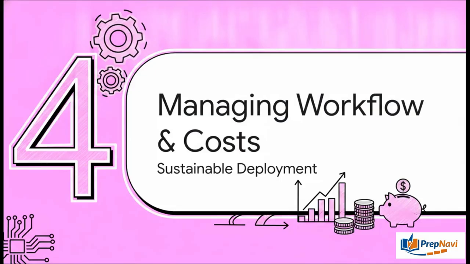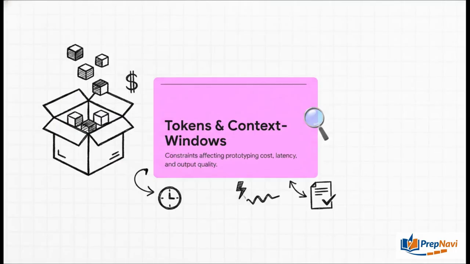Let's get down to the business side of things in Section 4, managing workflow and costs. Because deploying these incredible tools in a corporate environment, yeah, it's definitely not free. Let's slow down for a second. Because you absolutely must grasp token usage and context window management. Think of these as the structural constraints of AI. A token is basically just a chunk of a word the AI processes, and every single one of those tokens costs compute power. The context window is the AI's short-term memory for a single conversation, how much text it can look at all at once.